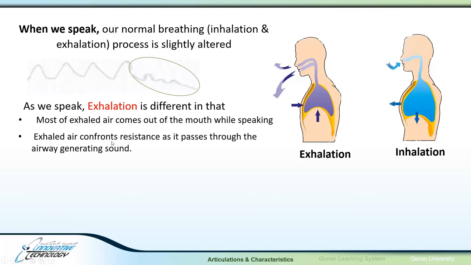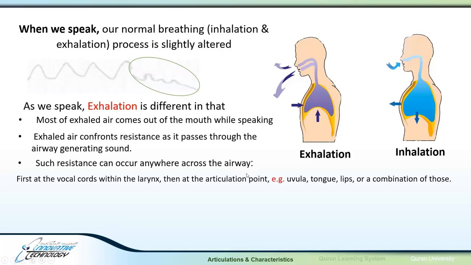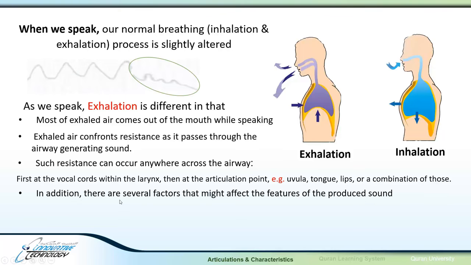Exhaled air confronts resistance as it passes through the airway, generating sounds. Such resistance can occur anywhere across the airway: first at the vocal cords in the larynx, then at the articulation points such as the uvula, tongue, lips, or a combination of those. In addition, there are several factors that might affect the features of the produced sound.